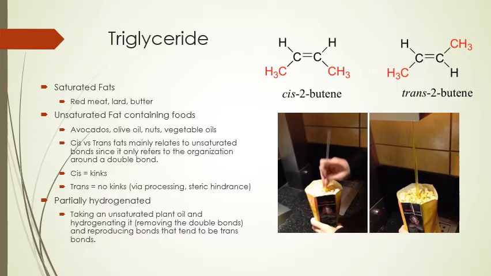less solid. Okay. Partially hydrogenated means taking an unsaturated plant oil and hydrogenating it. So removing the double bonds and reproducing bonds that tend to be trans bonds. So that's the partially hydrogenated trans fat triglycerides.